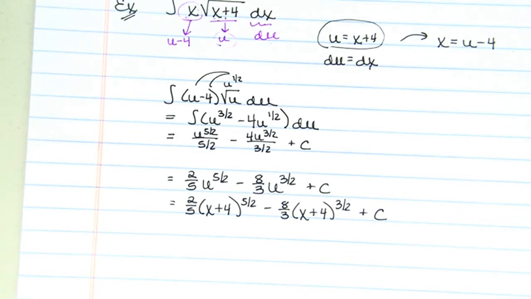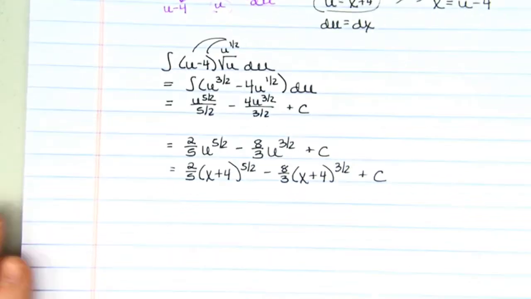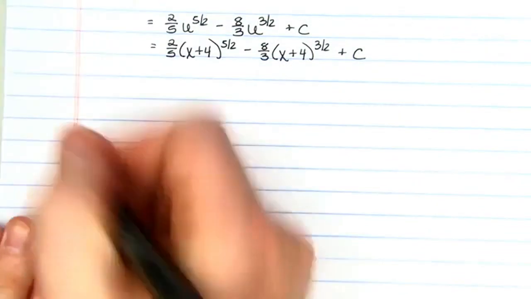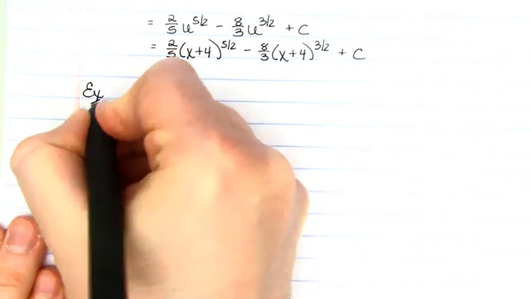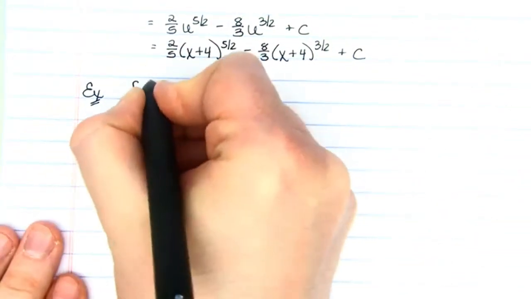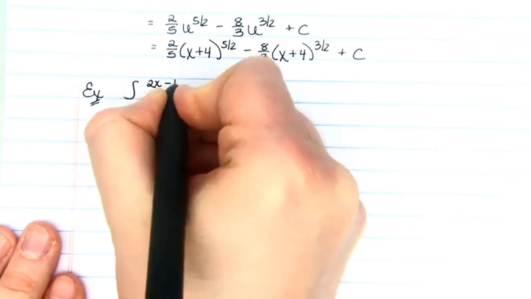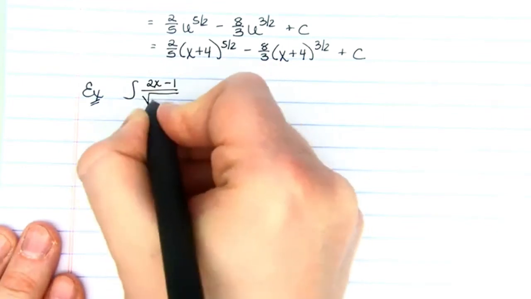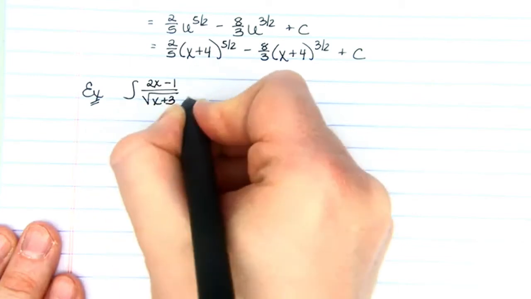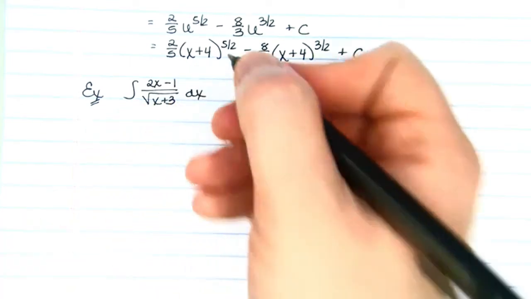Again, this method is called change of variables, particularly useful when there are roots in the problem. We try U substitution, and it doesn't quite take care of everything. I have 2 more examples I want to show you. Let's try this one. Let's do the integral of 2x minus 1 over the square root of x plus 3 dx.